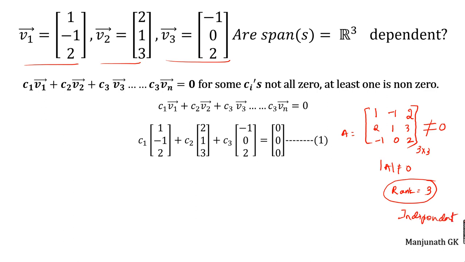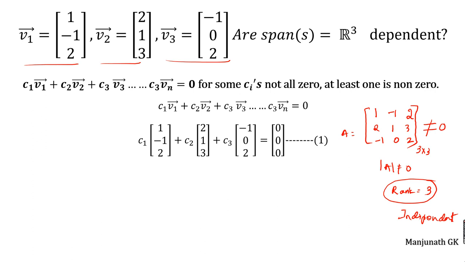This is the first method, you can say. Take all these three vectors, represent them in a matrix form, determine its determinant. In this case, it is not equal to 0. If it is not equal to 0, then the rank of the matrix will be its order. It is 3. Then they are independent. This is the first method.